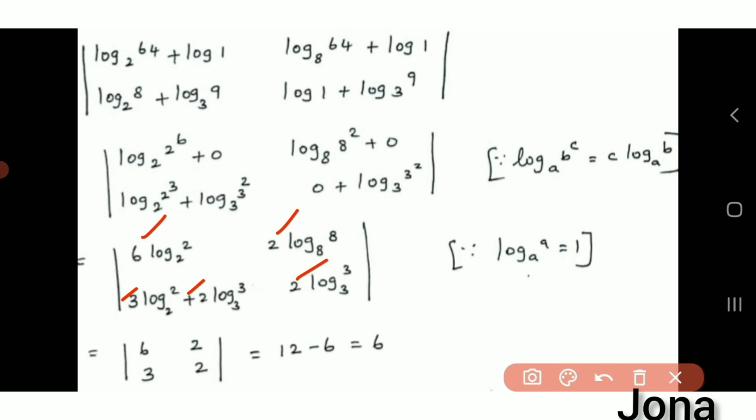Here it's not 3 plus 2, this is wrong. Here we already got the value 1, so 1 plus 2 is 3. This is 1 only, it's not 3. So 1 plus 2 is 3 here. Now we can find the determinant value: 6 twos are 12, minus 6. 12 minus 6 is 6 only.